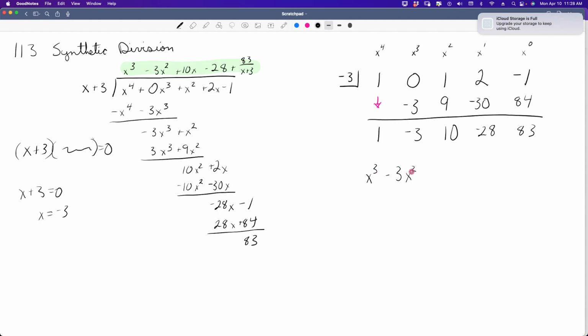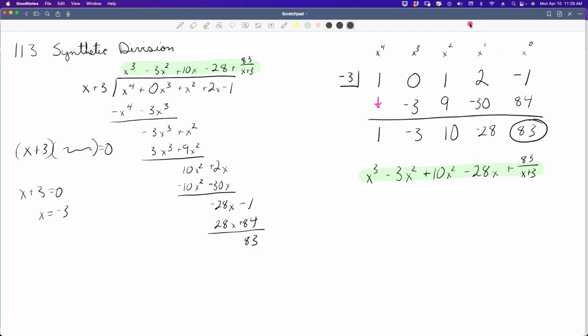We always descend our terms, our degree of x, plus 10x squared minus 28x plus, and whatever this last number is, that's our remainder. So we put that over our divisor. Remember, we flip the sign and put it back the way it is as our divisor here. That is exactly the same thing that we have here. And it was much, much faster. And that, my dear students, is called synthetic division.